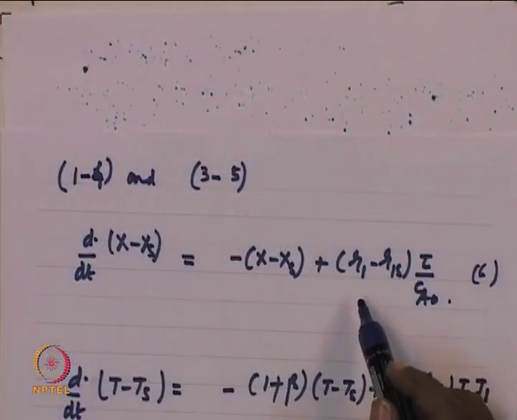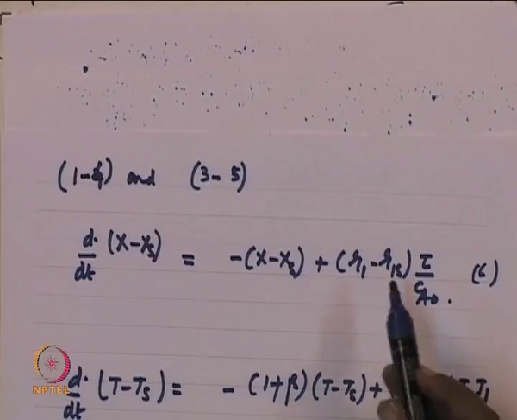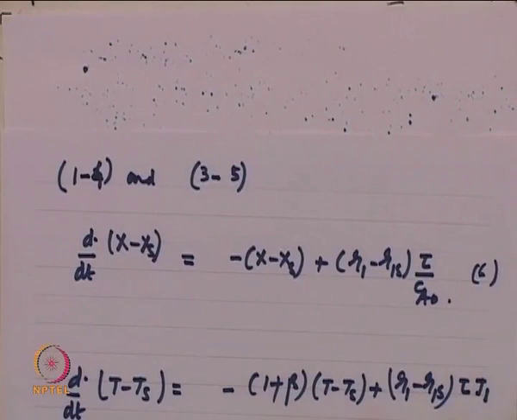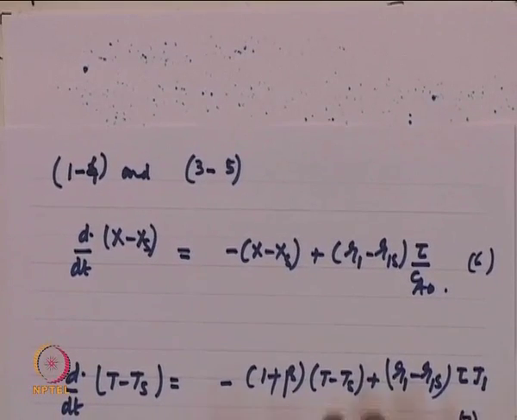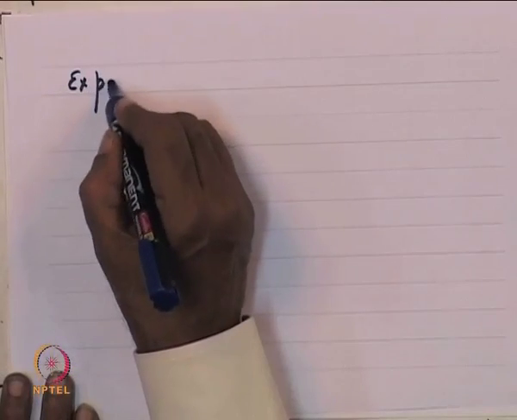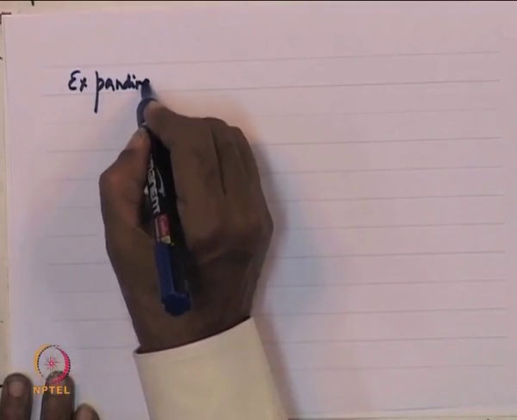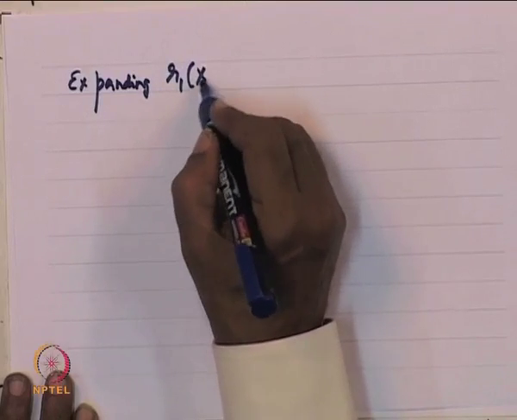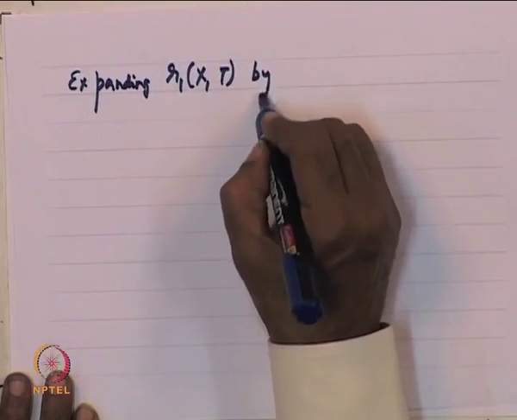So, now what we want to do is what is called a linear stability analysis. By linear, we mean we will linearize this function R 1 about R 1 s and then see what is the best estimate of R 1 minus R 1 s we can get, so that we can get an approximation to what happens to this unsteady state problem. So, let us expand R 1 at x, t by Taylor series.